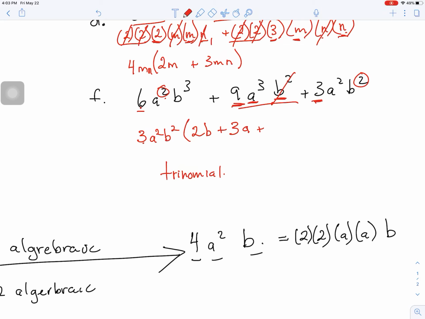And now we go to the last one. 3 divided by 3 is 1. We can leave that blank. A squared is being pulled out, and b squared is being pulled out. So that means all of those are gone, so we put a plus 1. And we have these trinomials figured out.